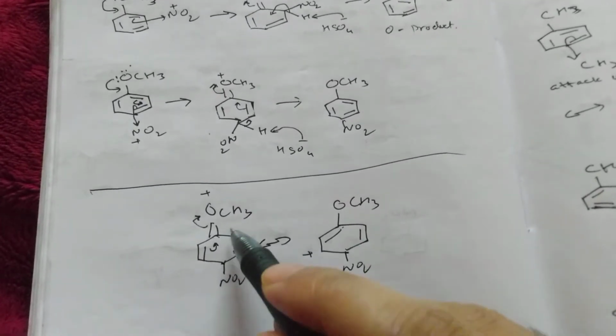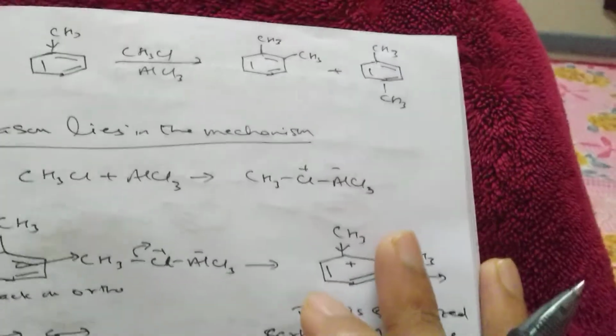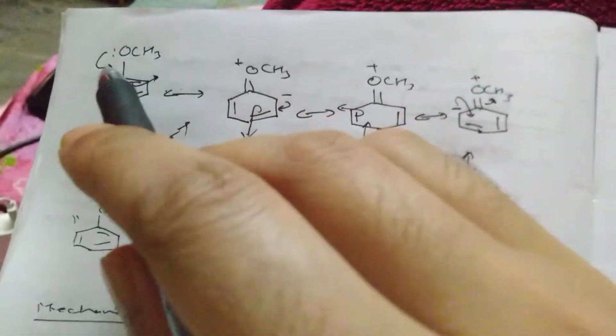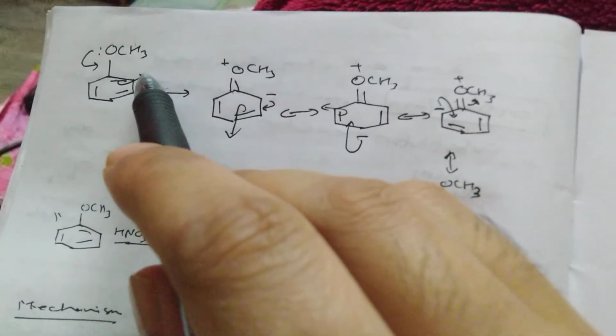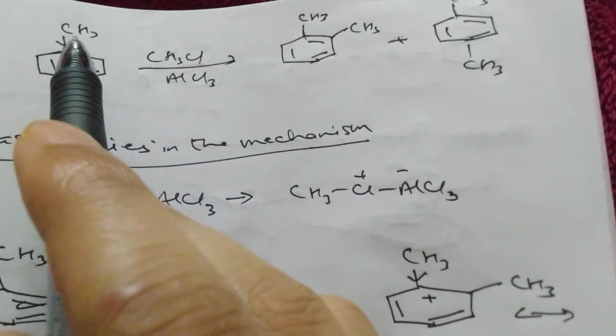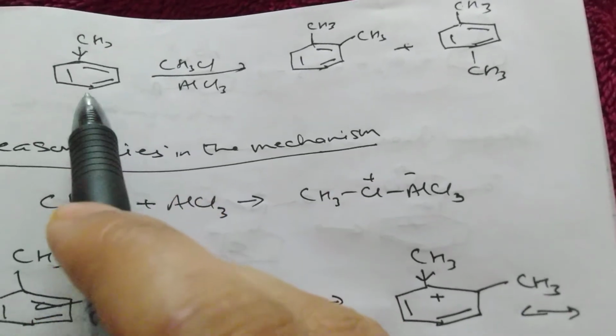Similarly, you can show from here also, and you get this like that. Okay. Next is Friedel-Crafts alkylation. Now you can very clearly see that it is pumping electron, increasing electron density on ortho and para. But when you have something like toluene, CH3 is there, alkyl pumps electron by inductive effect. Now how will you say that it increases electron density in ortho and para, not on meta?